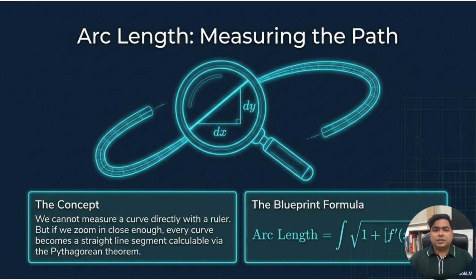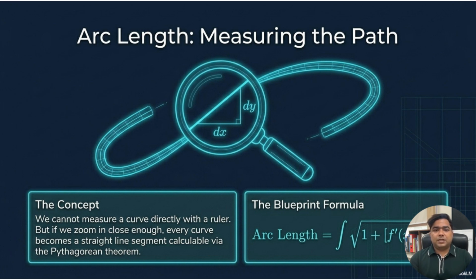The formula shown here is arc length equals the integral from a to b of the square root of 1 plus open bracket f prime of x close bracket square dx. Verbally, we say arc length equals the integral from a to b of the square root of 1 plus the derivative of f of x squared with respect to x. This formula comes from the Pythagorean theorem. For a tiny segment of the curve, the horizontal change is dx and the vertical change is approximately f prime of x times dx. When we apply the Pythagorean theorem, we get the square root expression.